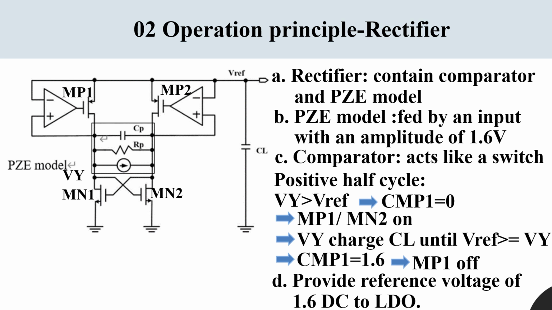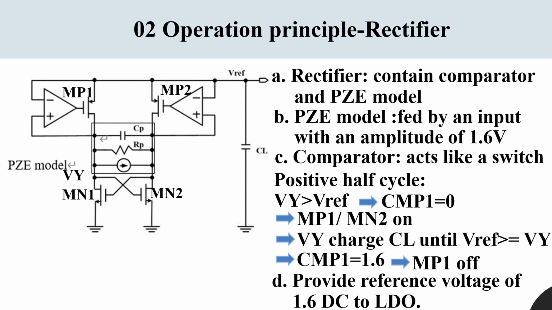The PCE module is fed by an input with an amplitude of 1.6 volts, and the comparator acts like a switch. When the PCE module is under the positive half cycle, which means Vy is bigger than Vreference, it leads to comparator 1 outputting 0 volts, and MP1 and MN2 are on. Vy will charge capacitor Cl until Vreference is bigger than or equal to Vy. When Vreference is bigger than or equal to Vy, comparator 1 would output 1.6 volts, and it would cause MP1 to be off.